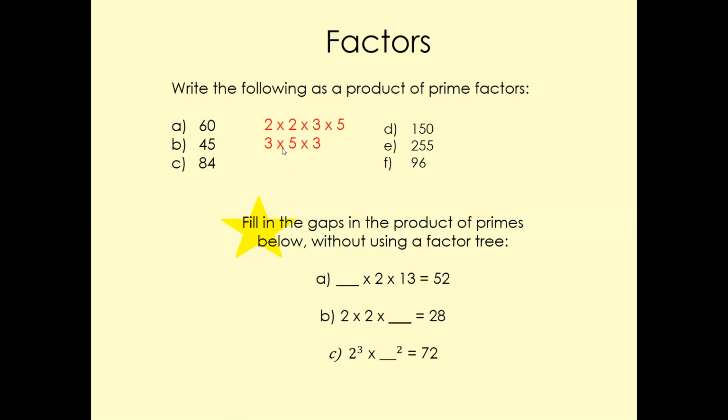45 is going to be 3 times 5 times 3. For 84, that's going to be 2 times 2 times 3 times 7. And these are the answers for 150, 255, and 96. Next question here is fill in the gaps in the product of primes below, without using a factor tree. So let's mark them together.